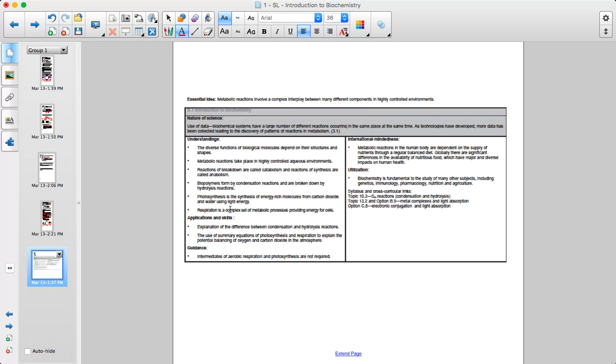So there's topic B1, Introduction to Biochemistry. We talked about biological molecules having diverse functions based on structures and shapes. These metabolic reactions are highly controlled, and we've got catabolism and anabolism. Biopolymers form through condensation reactions and are broken down by hydrolysis reactions. Photosynthesis is the synthesis of energy-rich molecules from carbon dioxide and water using light energy, and respiration is a complex set of metabolic processes providing energy for cells. Know the difference between condensation and hydrolysis, and the summary equations for photosynthesis and respiration to explain potential balancing of oxygen and carbon dioxide in the atmosphere.